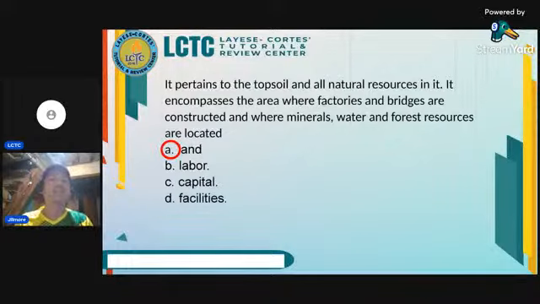It pertains to the topsoil and all natural resources in it. It encompasses the area where factories and bridges are constructed and where minerals, water, and forest resources are located. Land. Okay, land. Topsoil and natural resources.